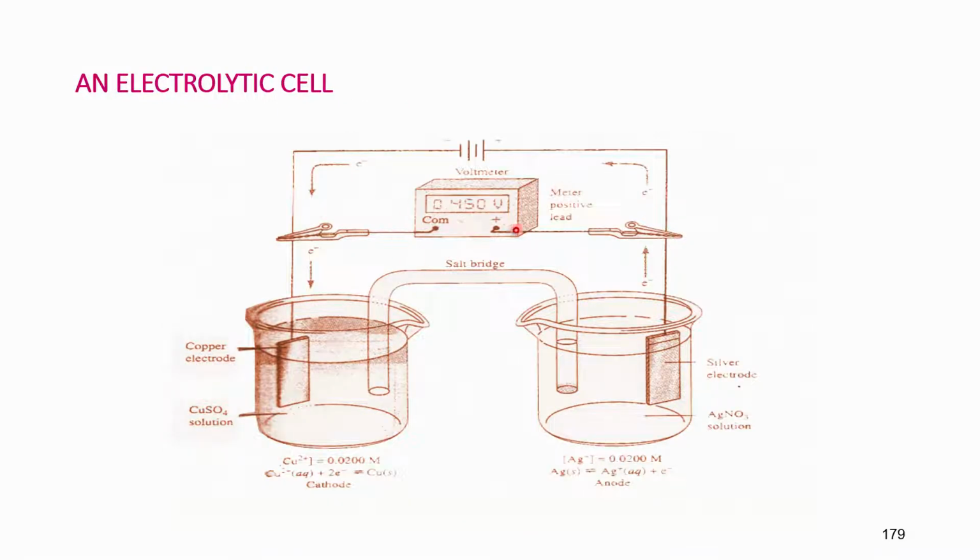This is an electrolytic cell. I am going to define what it is. Essentially it is the same thing: two beakers, a salt bridge, and two electrodes, silver here and copper here. Here the reaction will be from chemical energy to electrical energy, which will be converted. So, we are going to generate electricity.